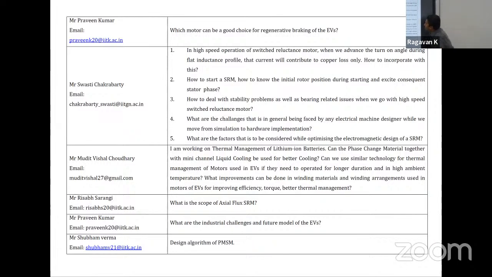Swasti, I have no question. Okay. How to deal with stability problems as well as bearing-related issues when we go to high-speed switch reluctance motors, or any motor for that matter. Stability issues and bearing-related issues. So what kind of stability issues are we talking about?